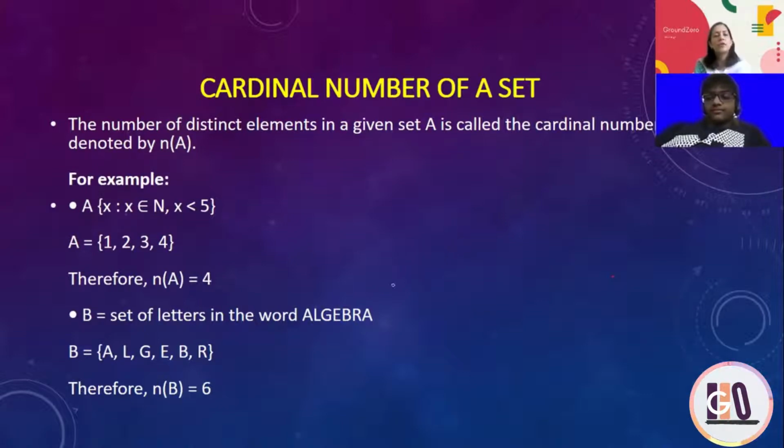Yes. Like you can see, this is a set B, the set of letters in the word algebra, written out in roster form. Now they are asking you to find the cardinal number of this set. So you have to count the number of elements: 1, 2, 3, 4, 5, 6. So n of B is equal to 6.